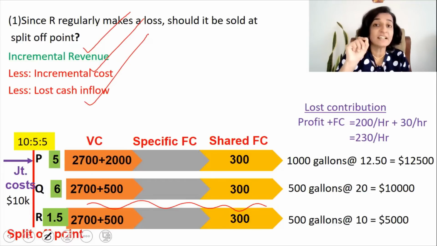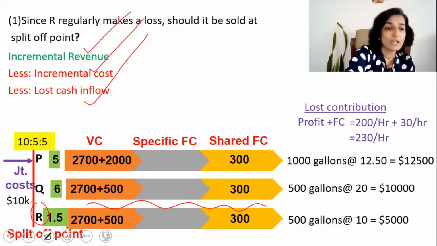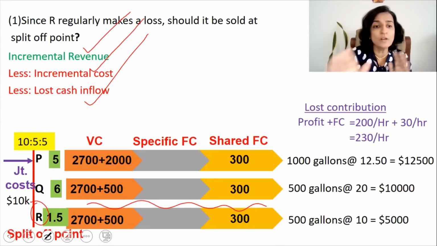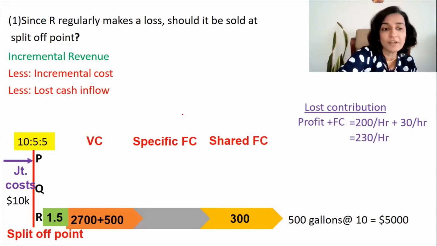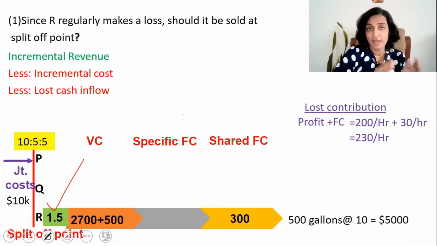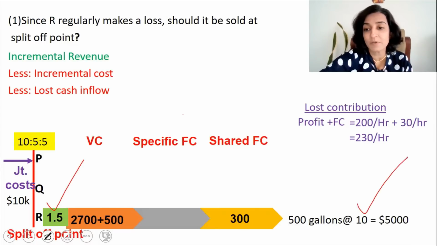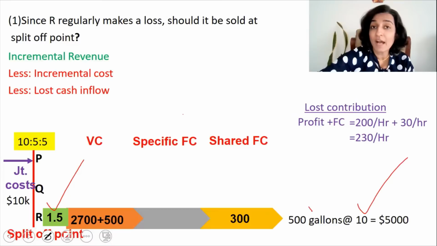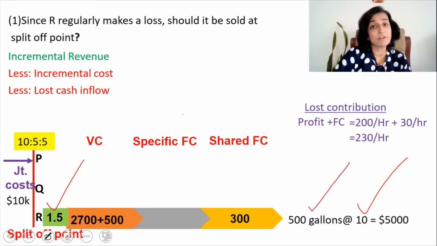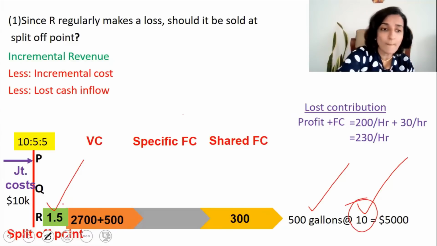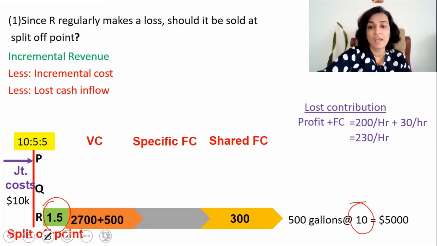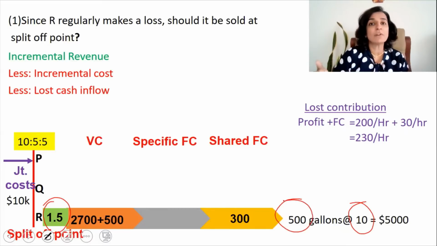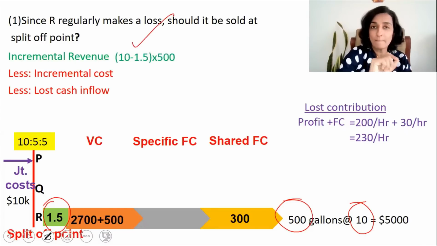So first we will take the incremental revenue of R. So all eyes on R only. So what is the incremental revenue that R makes when you further process? At split-off point, R selling price is 1.5. And after further processing, our selling price is $10 per unit. And how many units are manufactured? 500 units or 500 gallons. So the incremental revenue is $10 minus $1.5. That's the additional selling price that you get for 1 unit. And how many units are there in total? 500 units. So it will be 10 minus 1.5.